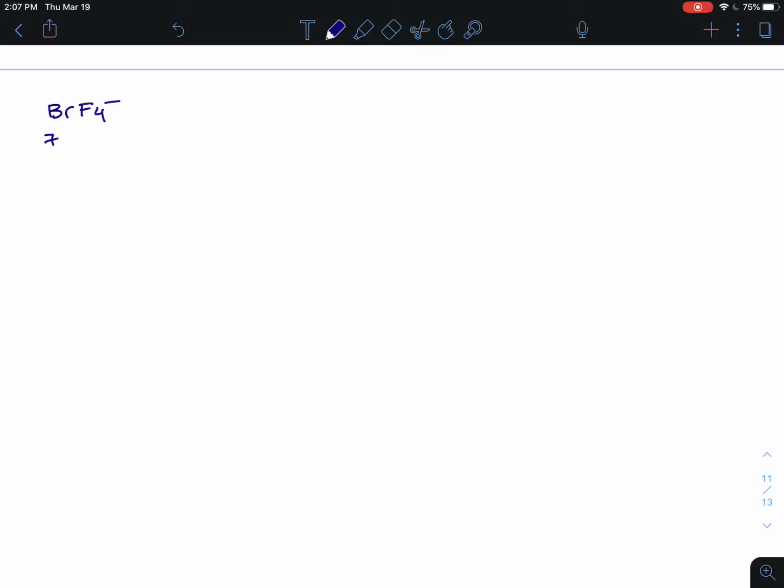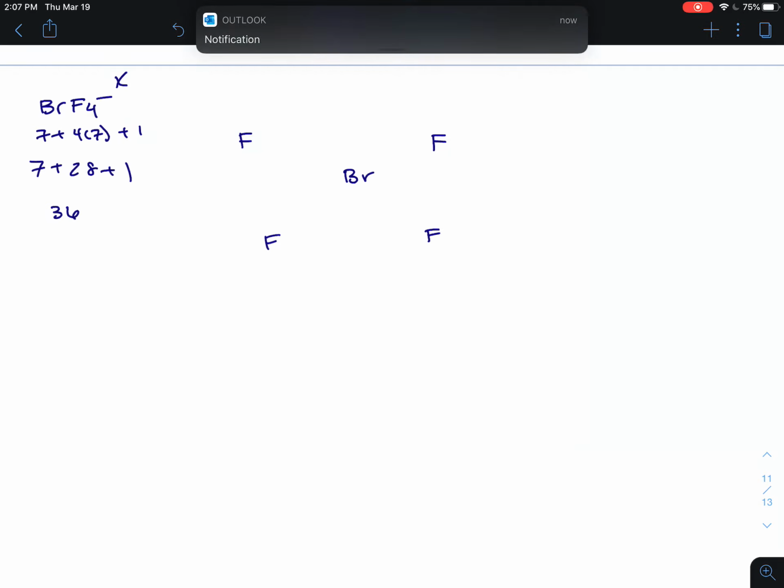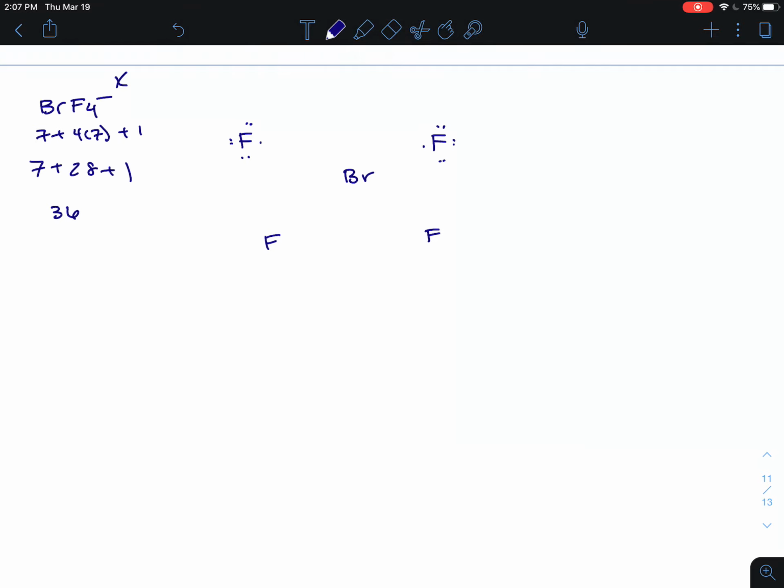What's one more that we could do? Let's do Bromine Tetrafluoride, BrF4-. So now I have 7 plus 4 times 7 plus 1 for that extra electron here. So that's 7 plus 28 plus 1, which is 36. So bromine, and then my 4 fluorines around, and then my 7 valence electrons.